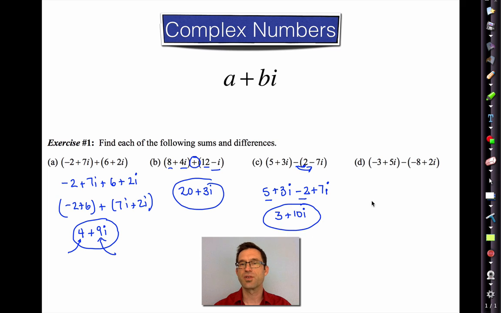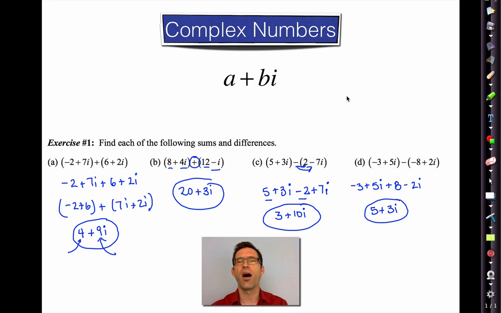And there's our final answer. Likewise with this one, negative 3 plus 5i plus 8 minus 2i. Negative 3, positive 8 is positive 5. Positive 5, negative 2 is positive 3. And there's our sum.